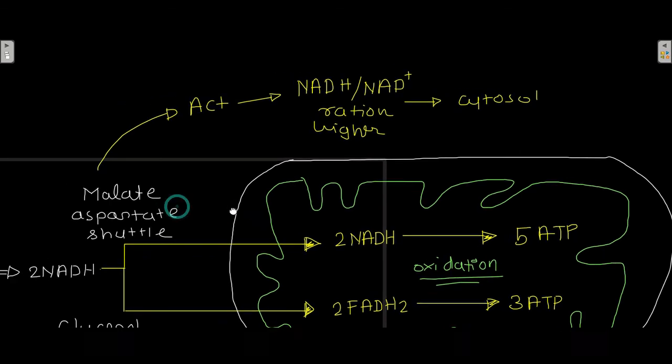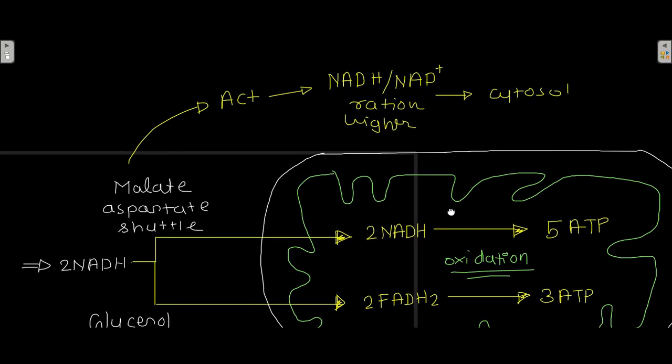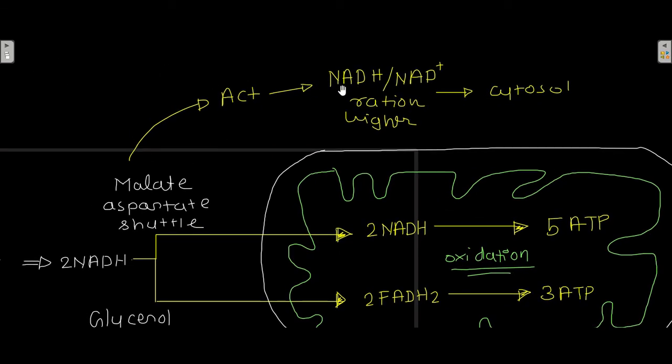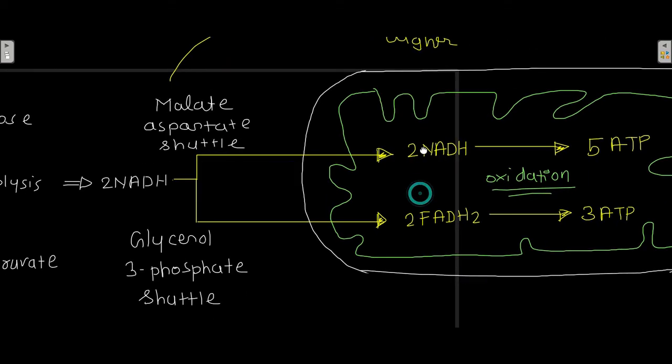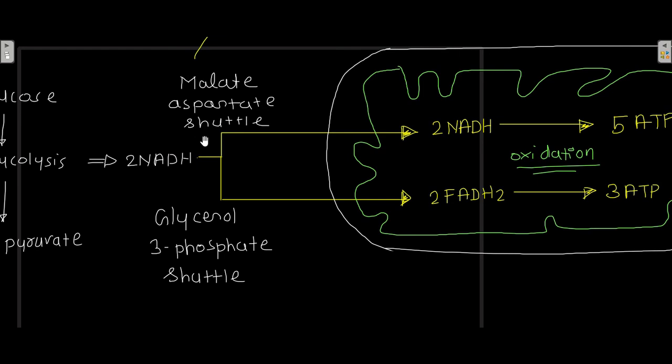Now, this malate aspartate shuttle will transport NADH only when the NADH to NAD plus ratio is higher in the cytosol as compared to the mitochondrial matrix. When your cytosol has more NADH as compared to the mitochondrial matrix, only then will the malate aspartate shuttle system act, and 32 ATPs will be produced. But if the cytosol has low NADH as compared to the matrix of mitochondria, then the malate aspartate shuttle system will not act.